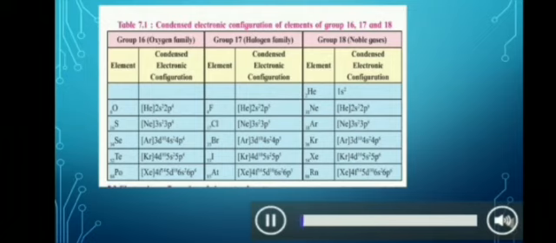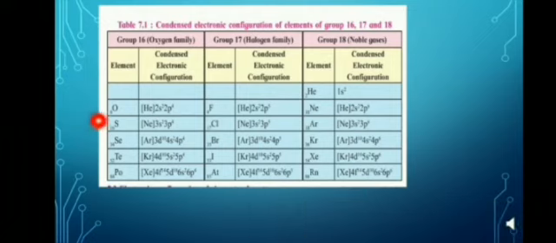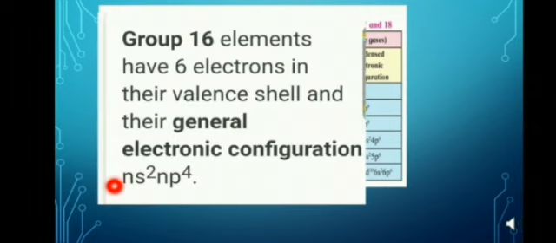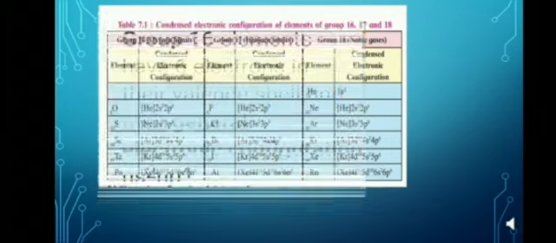Now let us see the electronic configuration of group 16 elements. The valence shell electronic configuration of group 16 elements is of type ns2 np4. Thus they have 6 electrons in their valence shell, 2 in the s and 4 in the p subshell. Among the 4 electrons present in the np subshell, 2 are paired while the other 2 are unpaired. Each element is thus short of 2 electrons to attain the nearest noble gas configuration.